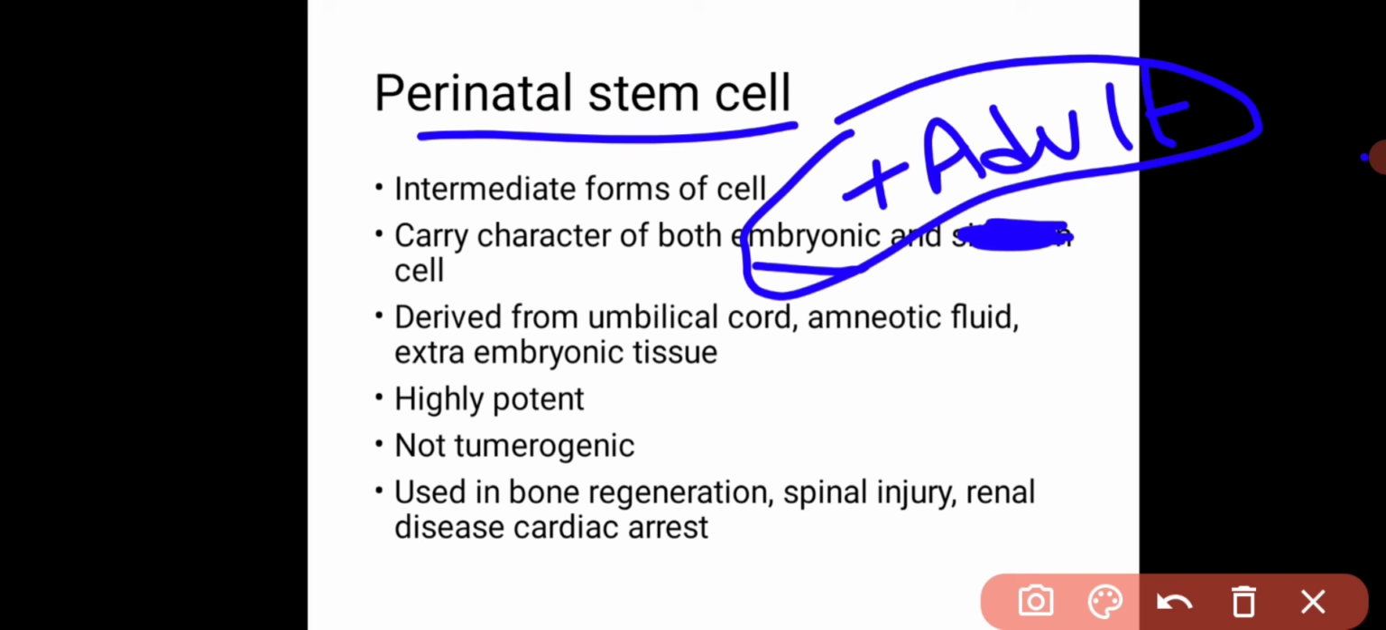Okay, so they are derived from the umbilical cord, amniotic fluid, and the extra-embryonic tissue. In the umbilical cord, amniotic fluid, and extra-embryonic tissue, we can see the perinatal stem cells. They are highly potent and non-tumorigenic. Okay, they are used in bone regeneration, spinal injury, renal disease, and cardiac arrest.